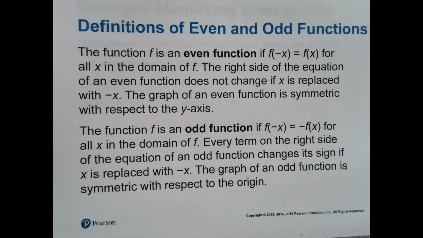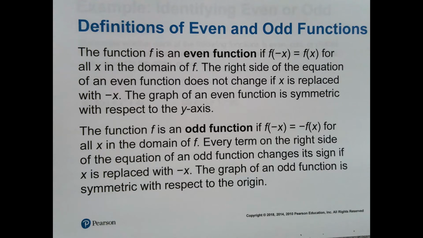We're building up some ideas about graphing, things that can help us graph, and knowing if a function is even or odd can help us save time for graphing. Formally, a function is considered an even function if, when you plug in a negative x into the function, you get the same thing out that you would have gotten if you just plugged the plain old x in. So f of negative x is equal to f of x.